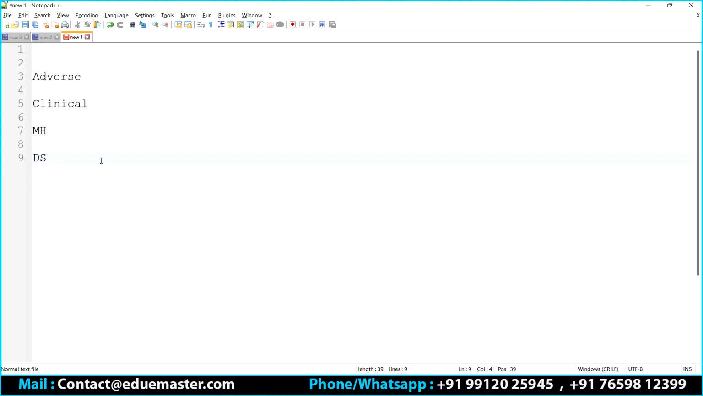What are they? Disposition events or the protocol milestones? What are the disposition events? Any screen failure information, treatment, adverse events, study completed or not, death. All these come under your disposition events. Protocol milestones are going to be either the informed consent is obtained or not, randomization done or not, will fall under DS. Correct? So we have done around 5 different domains here: adverse, medical history, clinical, disposition, right?